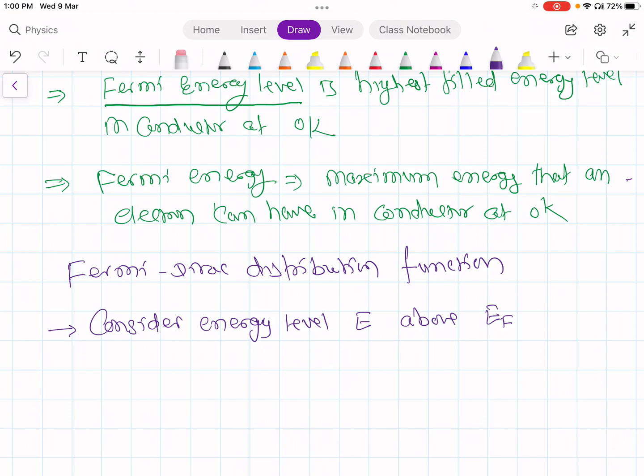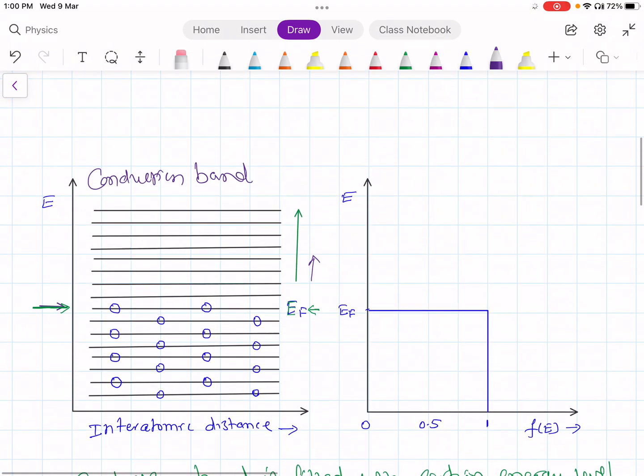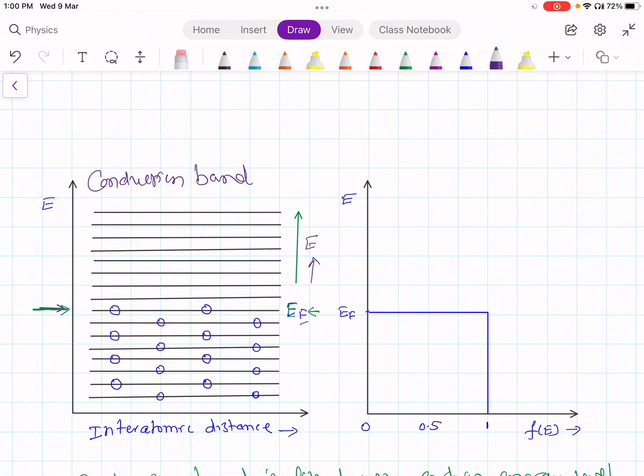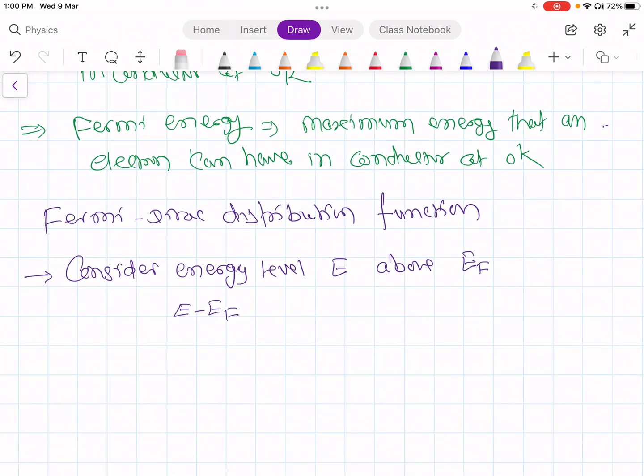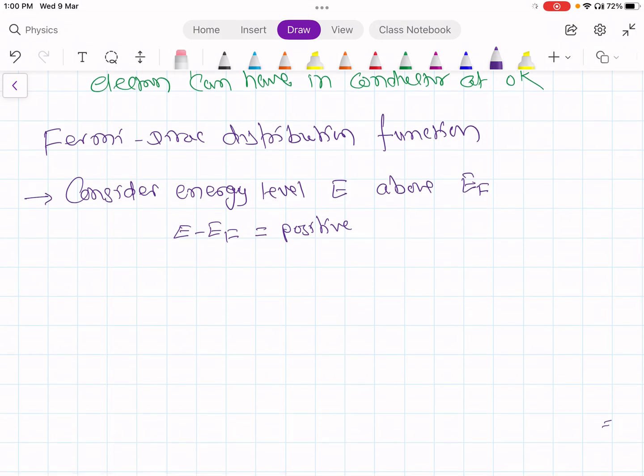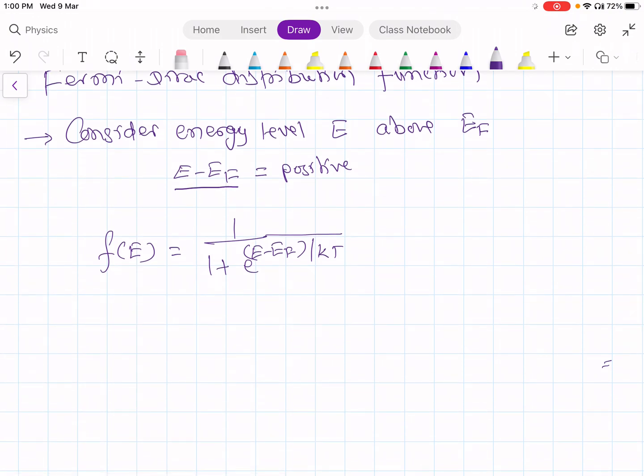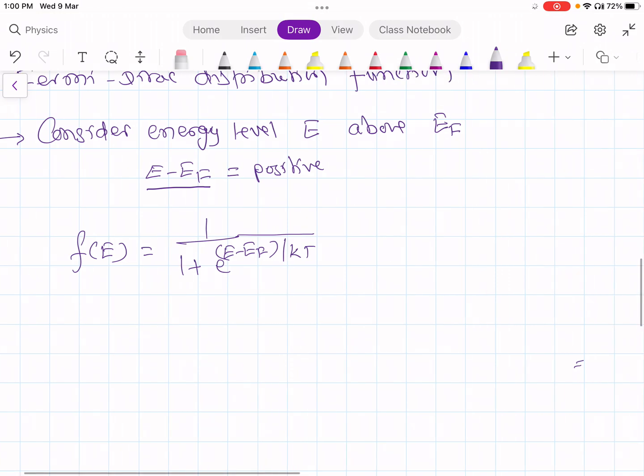In this case, we have considered energy level E above EF, and that's why the difference E minus EF is positive. E can be any energy level above EF in the diagram. Then according to the Fermi function, f of E is equal to 1 upon 1 plus e raised to (E minus EF) upon kT. But in this case, E minus EF is positive and kT is 0, because we are considering the conductor at temperature T equals 0, so the product kT is 0.